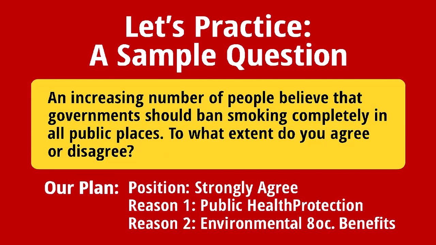For our model answer today, we are going to choose the strongly agree position. Why? Because it's a clear stance and is usually quite straightforward to find strong arguments to support it within the time limit. So, our plan is to have one body paragraph focusing on the benefits for public health and a second body paragraph discussing the environmental and social benefits. These are two distinct, strong reasons why we agree with banning smoking in public places.